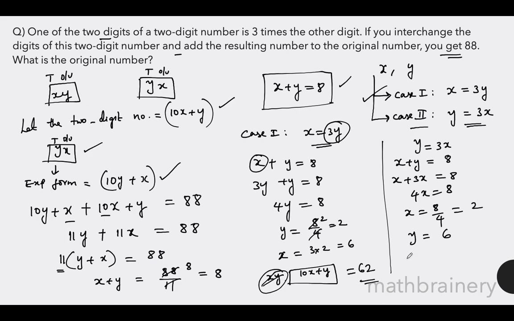So what is the number now? What is the number that is formed in this case? That is 10x plus y. 10 into 2 is 20. 20 plus 6 is 26. So when you consider x is equal to 3y, then the number is 62. When you consider y is equal to 3x, then the number is 26. So there are two possible answers. Either the original number is 62 or 26.